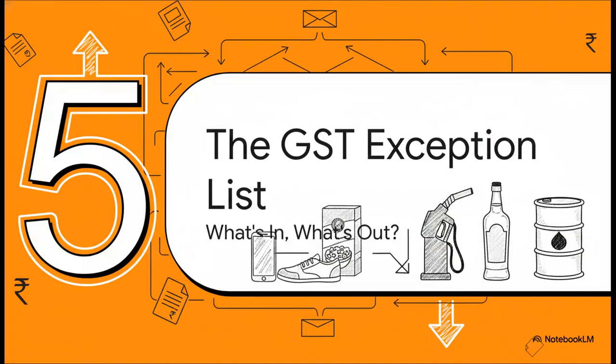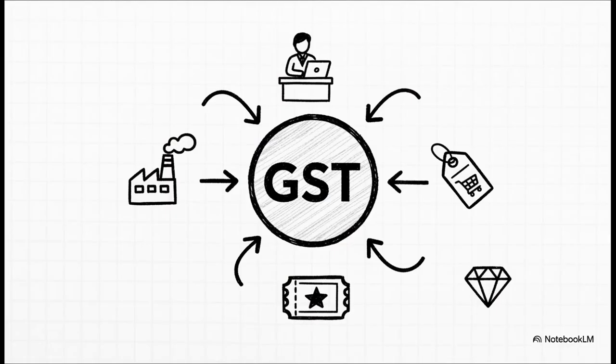Now, while the big idea was one nation, one tax, it wasn't quite that simple. GST did replace a ton of old taxes, but a few key items were kept out of the new system, usually for some pretty big economic and political reasons. But first, let's just take a moment to appreciate the cleanup GST did. All those major taxes like central excise and service tax, gone. And on the state side, things like VAT, sales tax, even entertainment tax, all of it got rolled into this one single tax. It was a huge simplification.